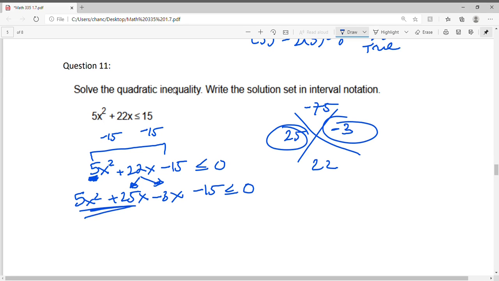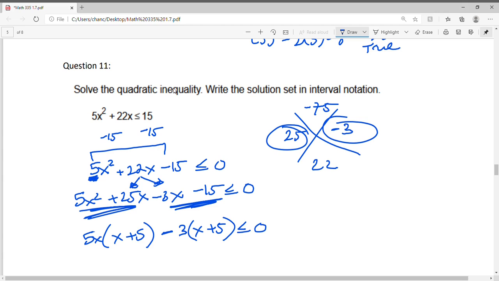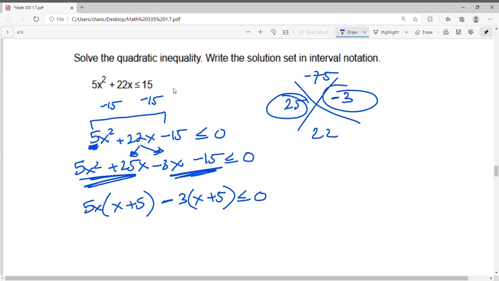And now we can do factor by grouping. The first two terms have a 5x in common. What's left over? x plus 5. The second two terms have negative 3 in common. What's left over? x plus 5. And now this factors as x plus 5 times 5x minus 3 is less than or equal to 0.